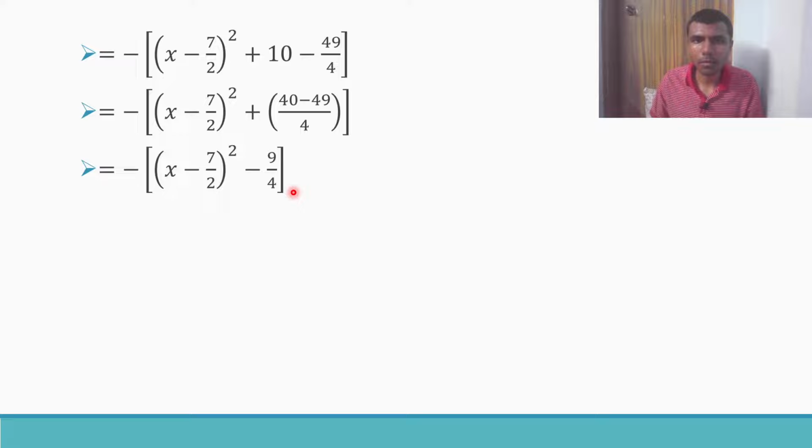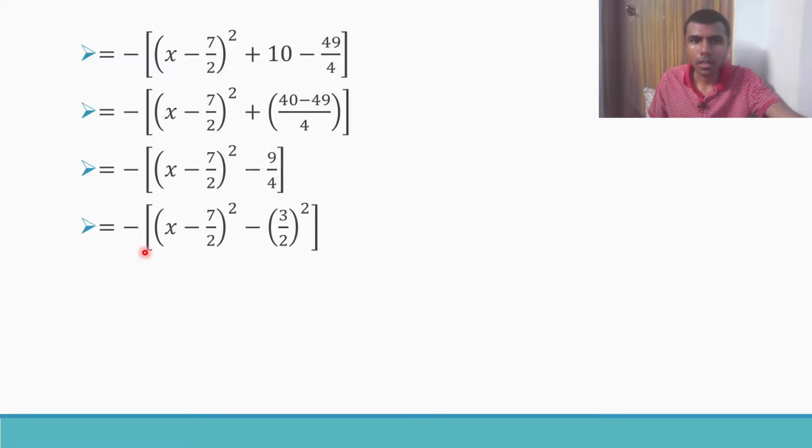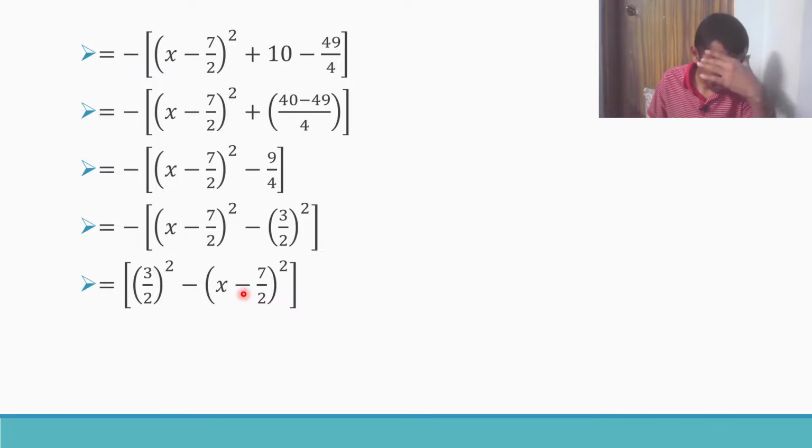9 by 4 is nothing but 3 square by 2 square. So I can write it as 3 by 2 whole square. Now take the minus inside. So this is positive, so this will become negative, and this is negative, so this will become positive. So 3 by 2 whole square minus x minus 7 by 2 whole square.